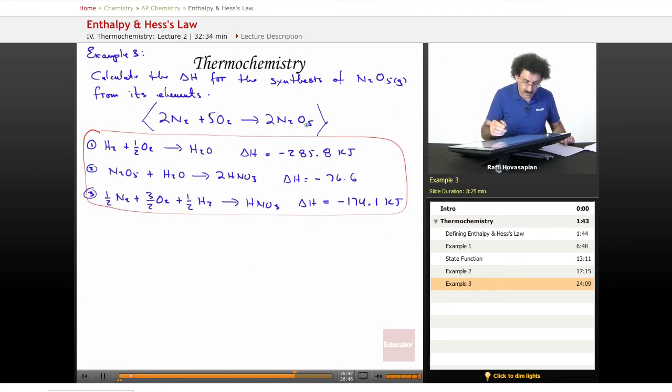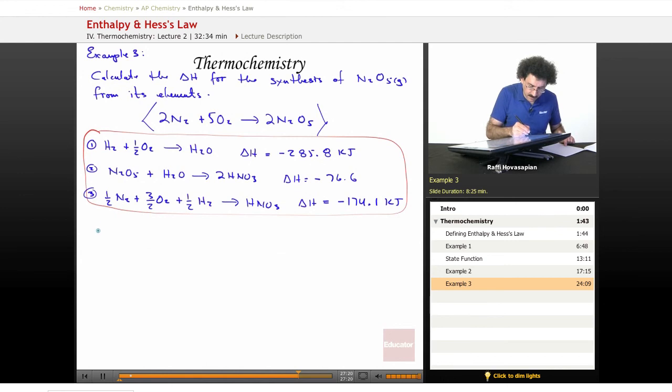What can we do? I notice I have N2O5 on the right, and here I have N2O5 on the left, so let me just leave that one alone for now. Let me see, I've got 2N2 on the left, 5O2. I have 2N2, and the only equation here that has N2 in it is this one. So I'm going to multiply equation number 3 by 4.